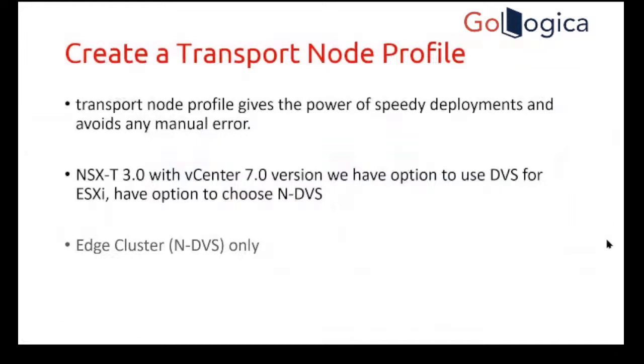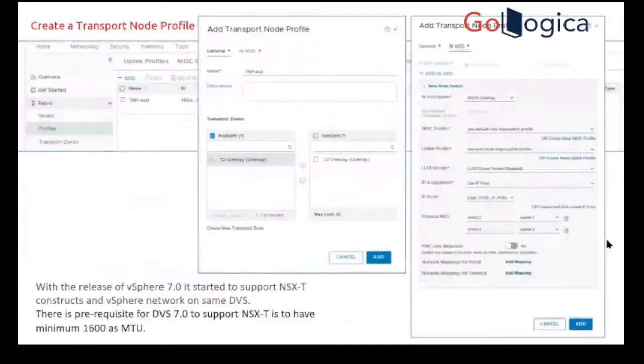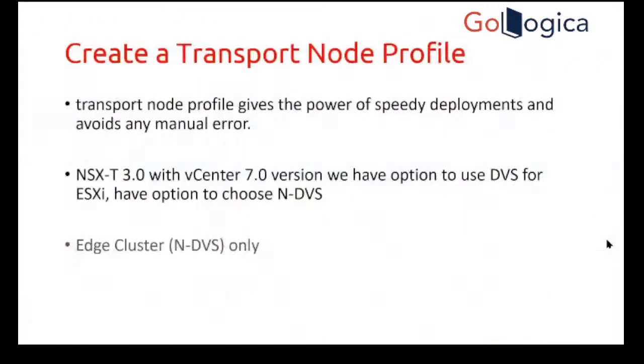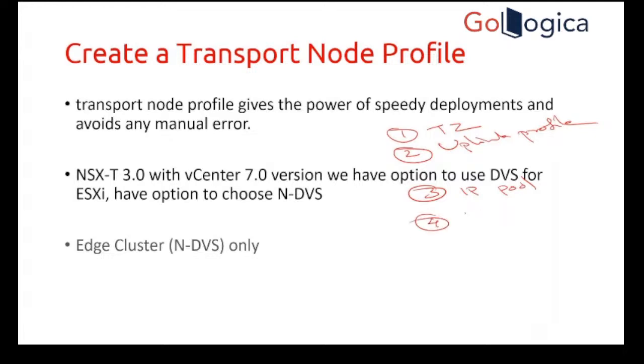Next is transport node profile. So what are the things we discussed? One, we discussed transport zone. Second, we discussed uplink profile. Third, now we discussed about IP pool. Now fourth, we are going to discuss about a transport node profile.